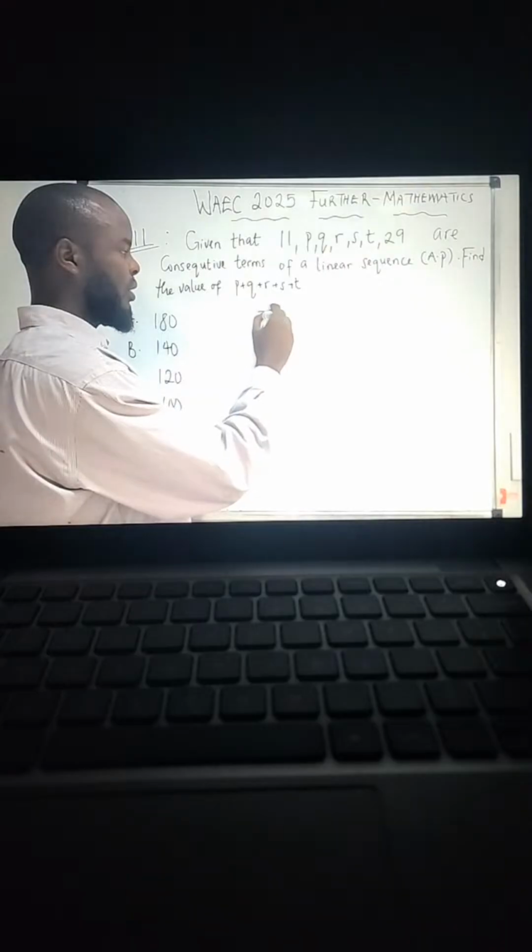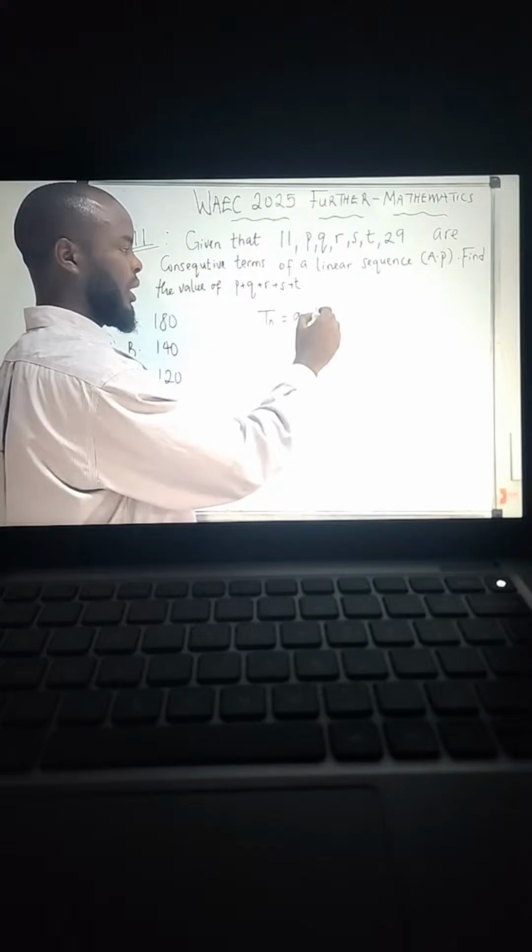Don't forget that for the arithmetic progression, to get the nth term, we have this formula Tn equals a plus (n minus 1)d. And here, our first term is 11. You can say the last term is 29. But actually, we don't need this L. At the same time, this is 1, 2, 3, 4, 5, 6, 7. So the seventh term is the last term, which is 29.